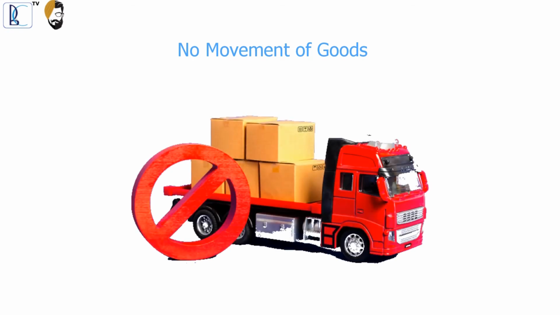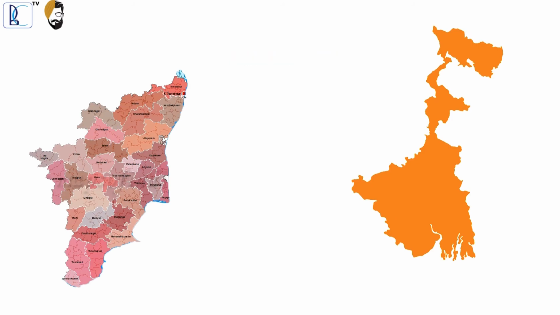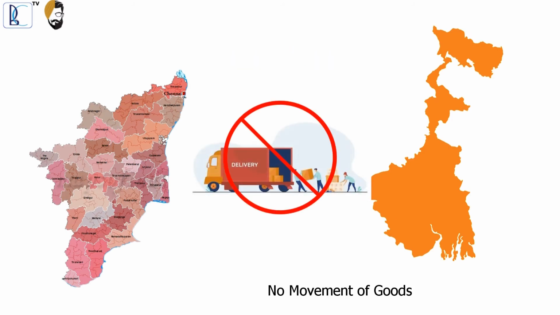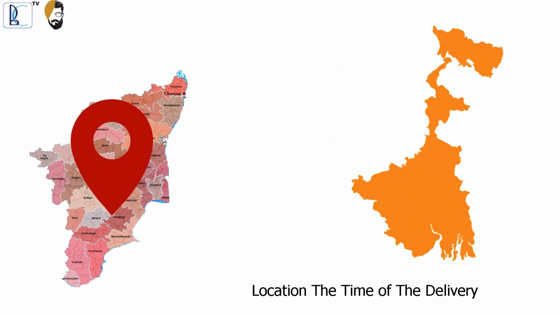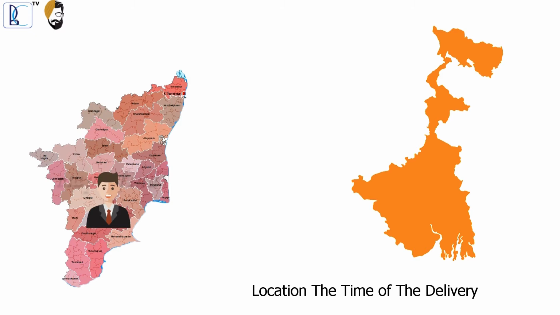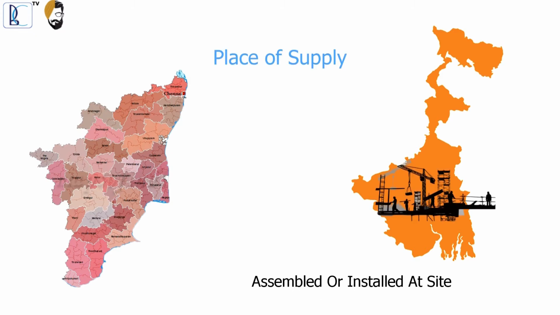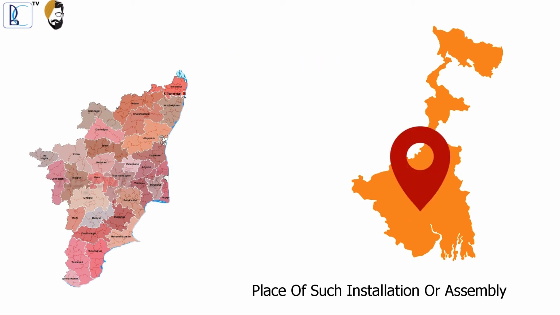Today we shall be discussing the concept of place of supply when there is no movement of goods. In case of supply not involving movement of goods either by the supplier or the recipient, place of supply will be the location of such goods at the time of the delivery to the recipient. Supply involving assembling or installing of goods at site, place of supply will be the place of such installation or assembly.